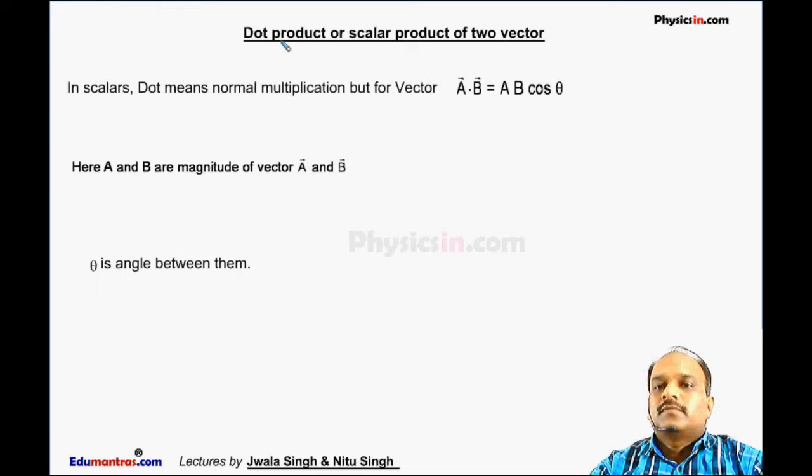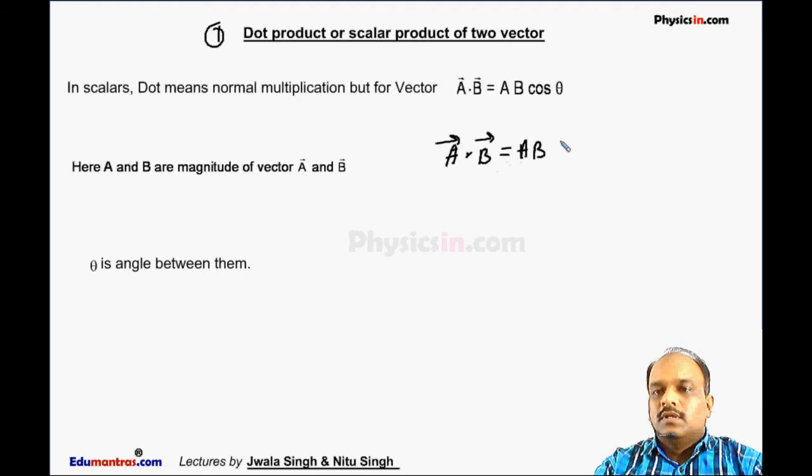We have to discuss the dot and cross product of two vectors. First we will discuss the dot product. The dot product is also called the scalar product of two vectors. The scalar product is defined as vector A dot vector B equals AB cos theta, where A is the magnitude of vector A, B is the magnitude of vector B, and theta is the angle between vector A and vector B.